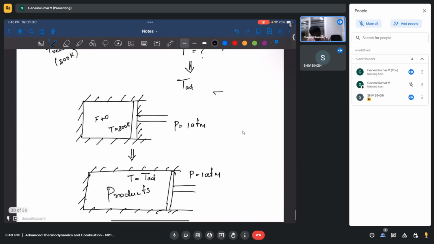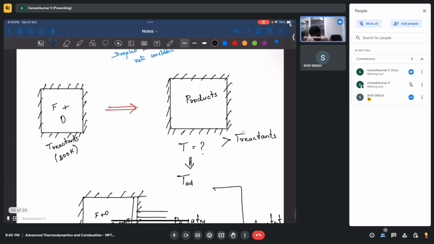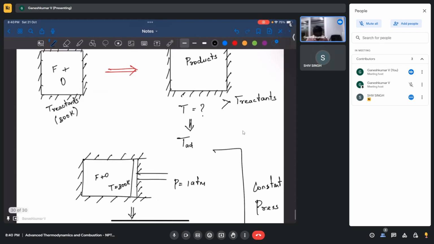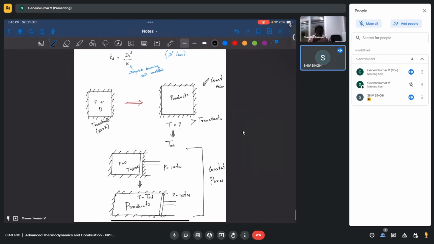So this is a constant pressure process, and you can consider this as a constant volume process. Basically, there are two adiabatic flame temperatures: constant volume adiabatic flame temperature and constant pressure adiabatic flame temperature. That is what the adiabatic flame temperature is.